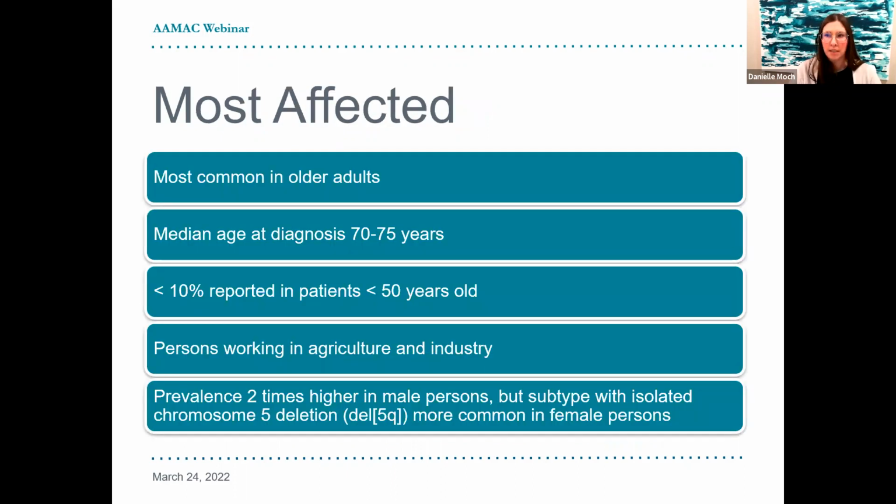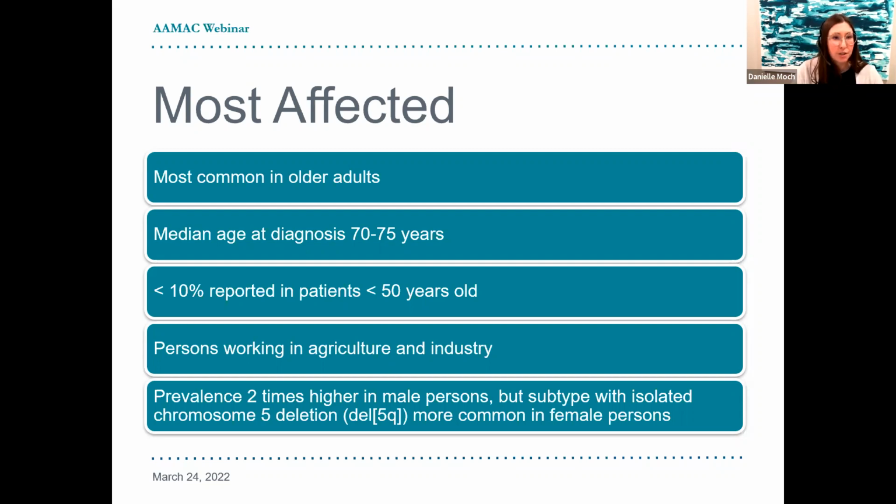So the most commonly affected people with MDS are in our elderly populations. The average age of diagnosis is around 70 to 75 years old. Less than 10% of patients are under the age of 50. So it's definitely more common with our older populations. It's common in people who have worked in agriculture or industries working around pesticides and things like that. And I'll get into that a little bit further.